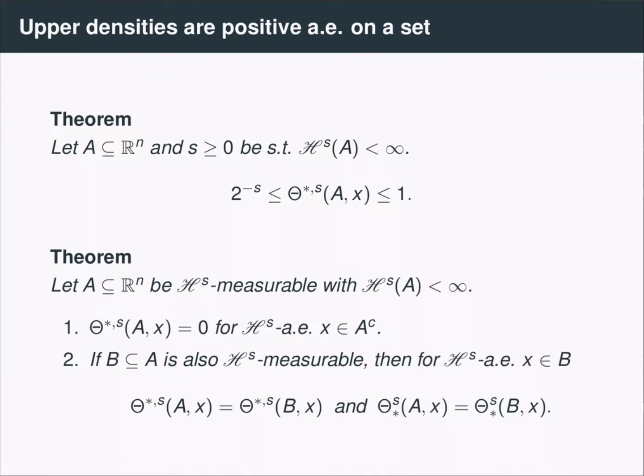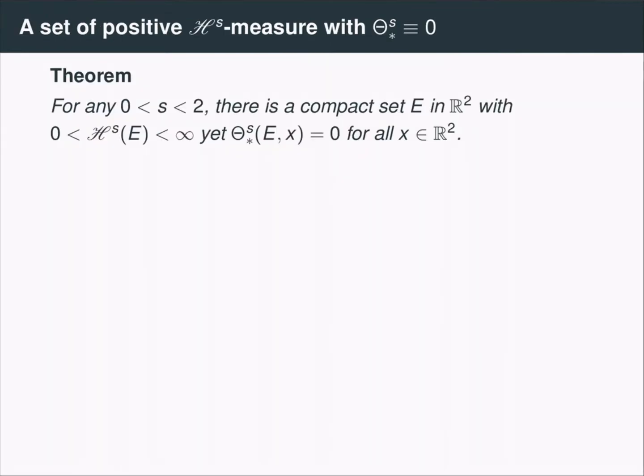We won't prove these results here, but the proofs should seem familiar to the techniques and arguments that we used when we were studying derivatives of measures early in the course. All in all, we see here that there is some behavior similar to the Lebesgue density theorem, but only when we consider upper densities. Even though the upper density is always positive, the lower density can actually be 0 everywhere along a set of positive and finite measure. So we're just going to sketch an example in the plane of dimension s equal to 1.